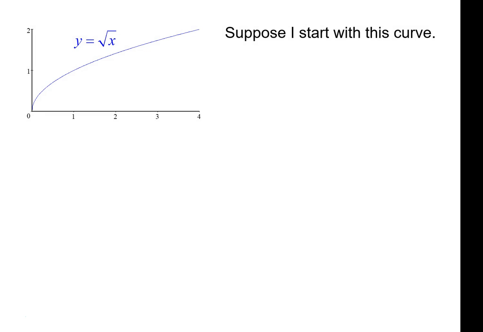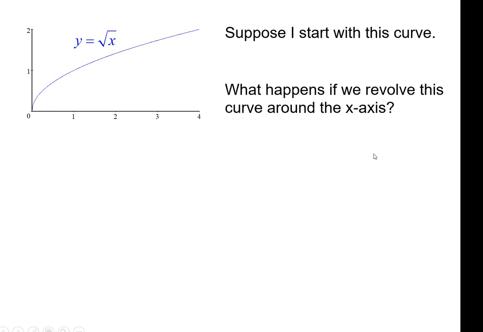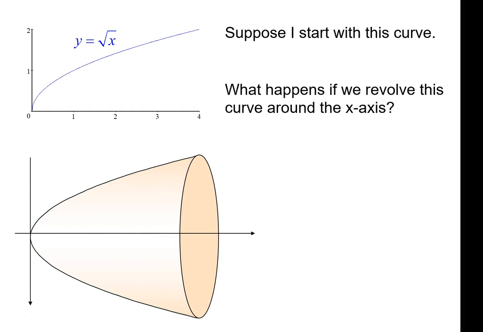So let's just look at an example here. Start with the curve y equals the square root of x. So we're looking at the function. And so far we know we can integrate the function and find the area that's under the curve. But what if we take that function and we rotate it around the x-axis?